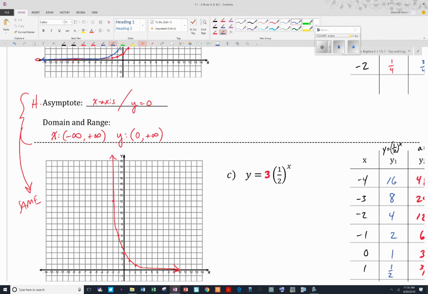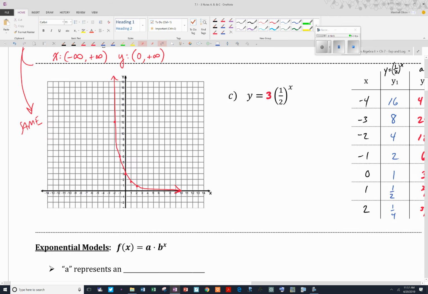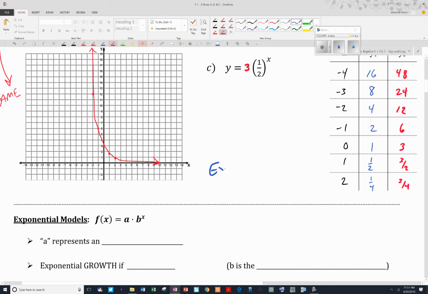Okay, now here's the big thing though. That first set of graphs, there's two of them. That is an example of exponential growth. What is this example C? Exponential what? Decay.